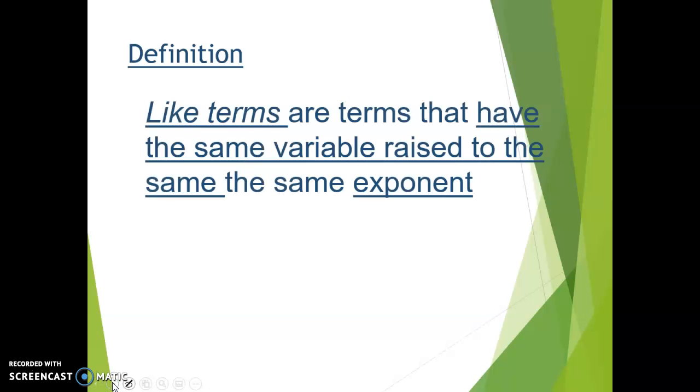Now we know that like terms are terms that have the same variable raised to the same exponent. So if you look at these three, our base is x, our variable is x being raised to the 1/3 power. Here we have 2x, same exponent, being raised to the 1/3 power. And here we have 5 being raised to the 1/2 power.